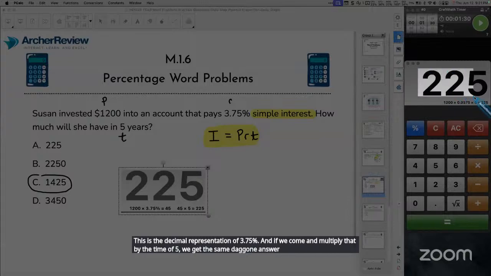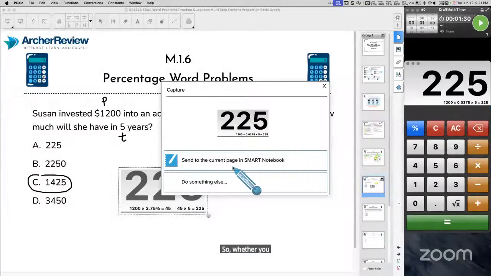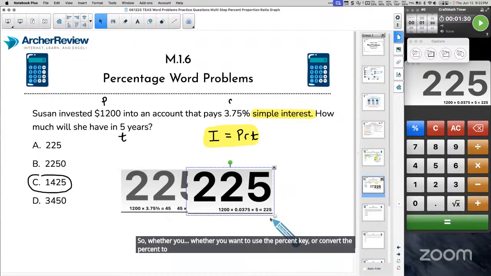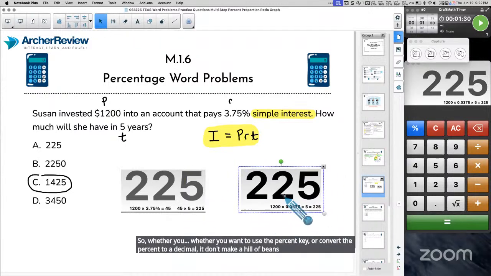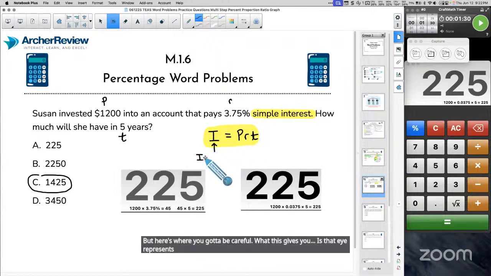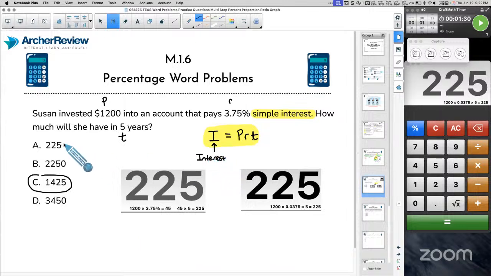Y'all see that? So whether you want to use the percent key or convert the percent to a decimal, it don't make a hill of beans. You can use either one of them. But here's where you got to be careful. What this gives you is that I represents the interest. So this 225 is the interest that Susan earned.